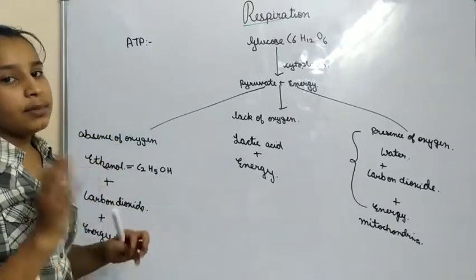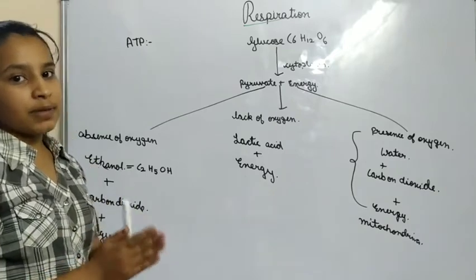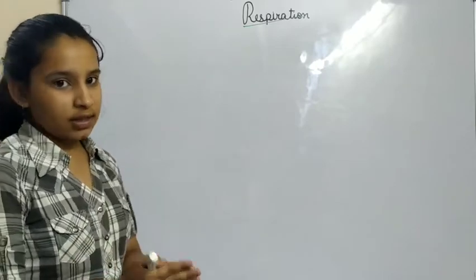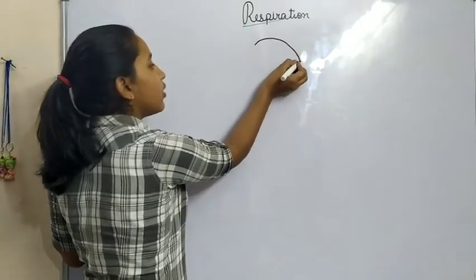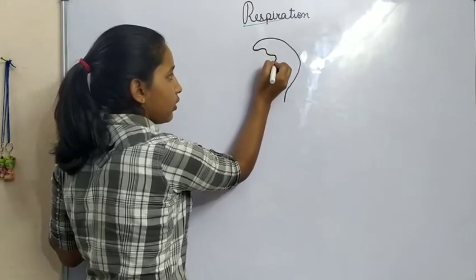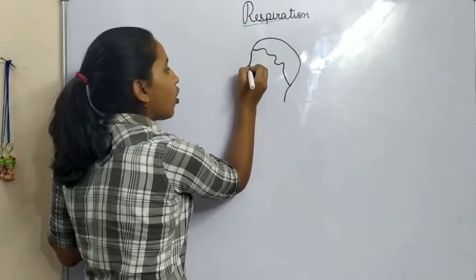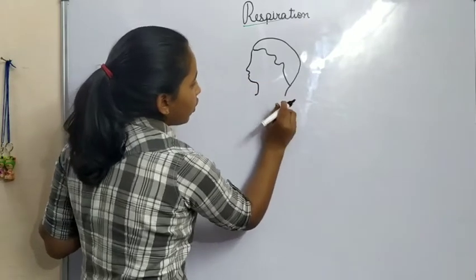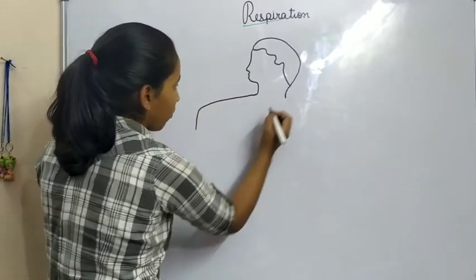Now we will see the process of respiration. First we will see how to draw the diagram of the human respiratory system. For making the structure, first make the head and a hairstyle and join it here. Now the nose and mouth and neck. Now these should be equal, and make a simple structure for the shoulder.